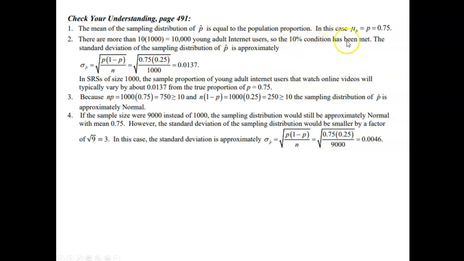It has been met. So because of that, we can use our standard deviation formula of square root of success times failure divided by n. So 0.75 times 0.25 divided by 1,000 comes out to 0.0137. Now we have to interpret it.